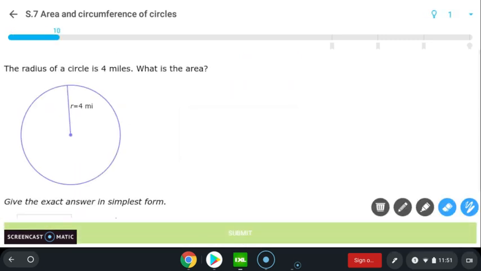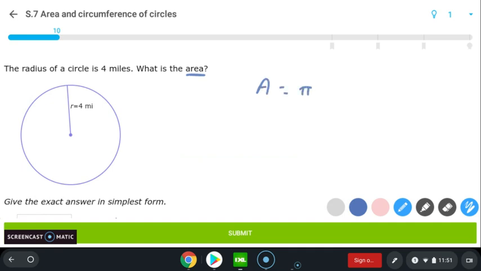So next, let's see what they give us now. Here it's the same thing, so it's area. We'll use that area formula, A equals pi r squared. So we've got pi times 4 squared, or 16 pi.